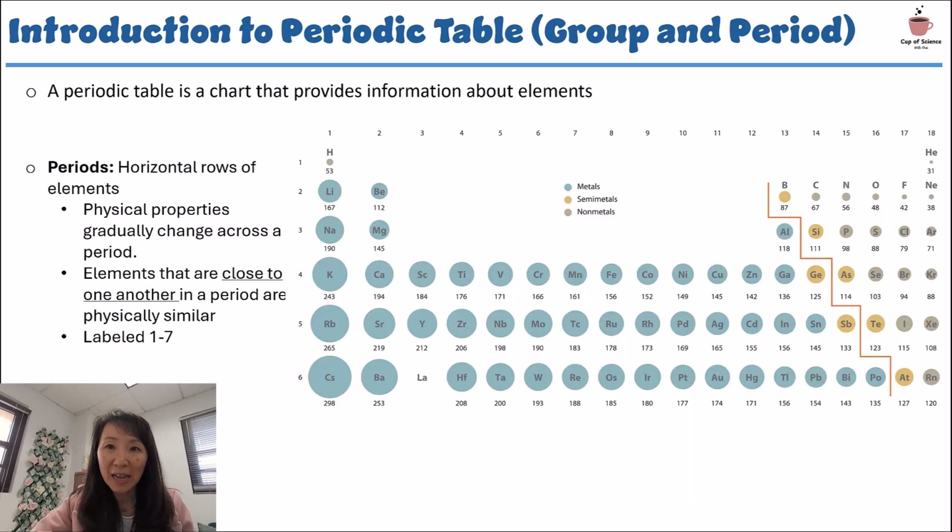So here's an example with the periods. If you look, you could see there's a gradual decrease, right? I'm looking at period 4. You see the size of the atom gradually changing to smaller, going from left to right.